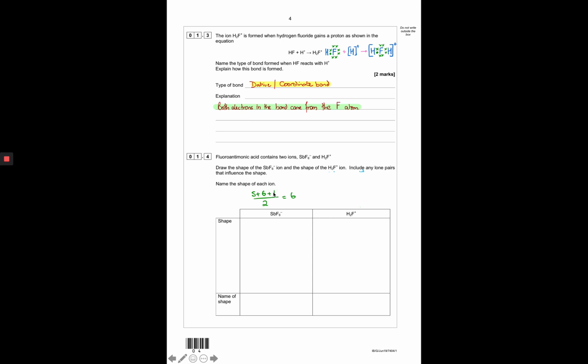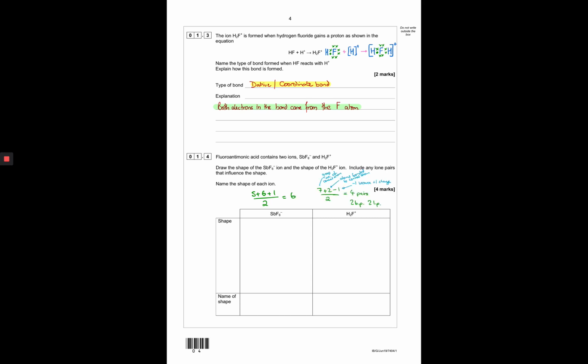And so we're adding all of the electrons that are going to be surrounding the antimony. So 5 because it's in group 5, 6 because it's forming covalent bonds with 6 atoms, so they're each going to bring an electron. And then we're adding another electron because we've got a 1- charge. Then we divide it by 2, and that's going to give us the number of pairs of electrons. We compare our total number of pairs of electrons to our number of atoms joined to antimony, and they're the same. So that means all of those pairs of electrons are bonding pairs.